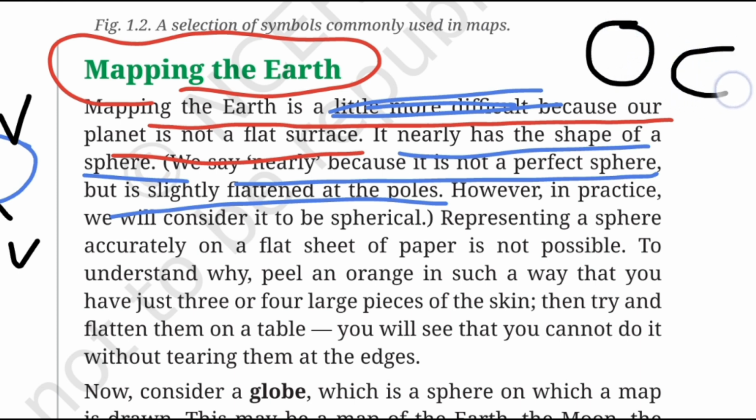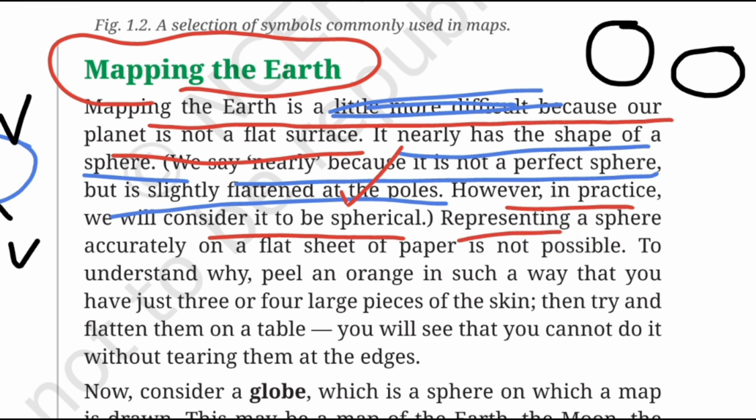Something like this. That particular shape is actually called geoid. Geoid means earth-like shape. We will study it in higher class. Actually the term is geoid. For practical purposes we can consider it as spherical. That will be very simple.